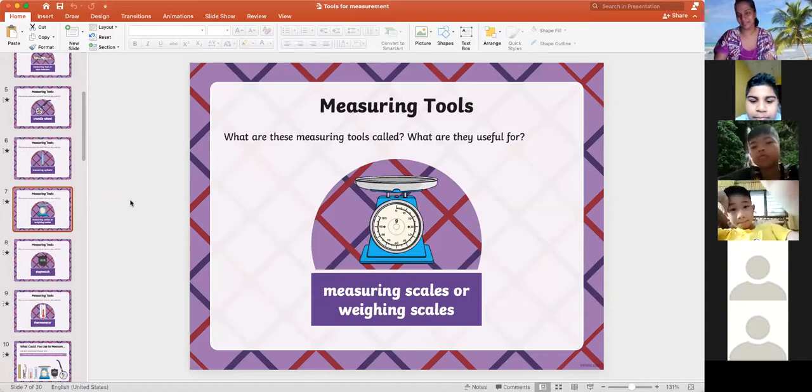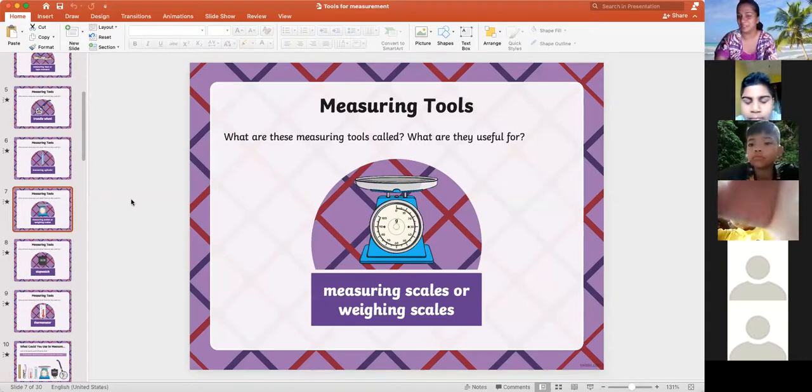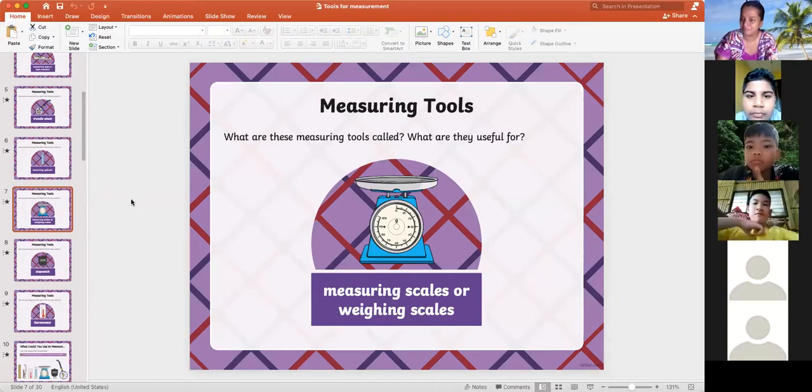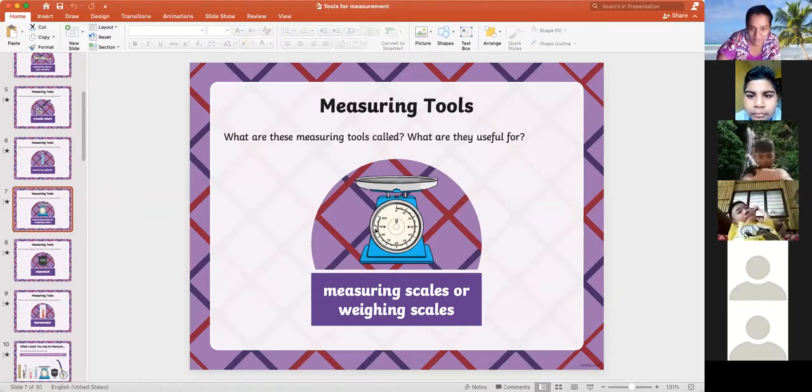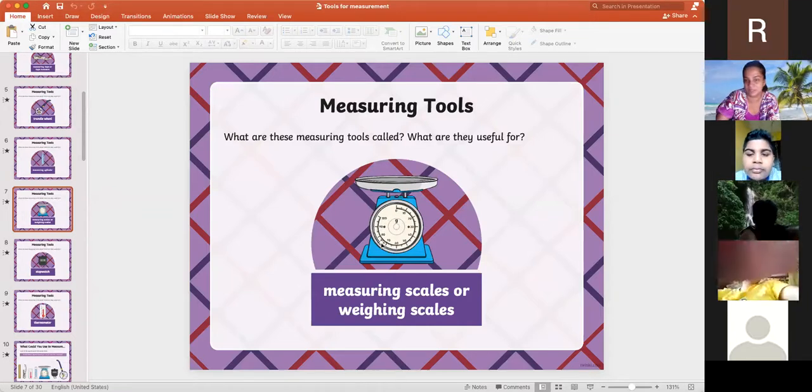What about this? This is something you can find in your mommy's kitchen. It's a measuring scale, or we call it a weighing scale. Very good. You use it to measure mass, kilogram and grams. You see the unit there, you can see the grams. This is a measuring scale for grams.